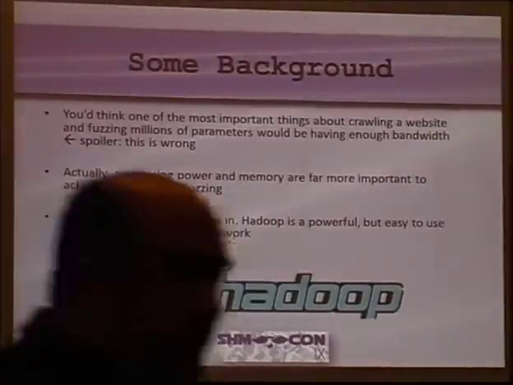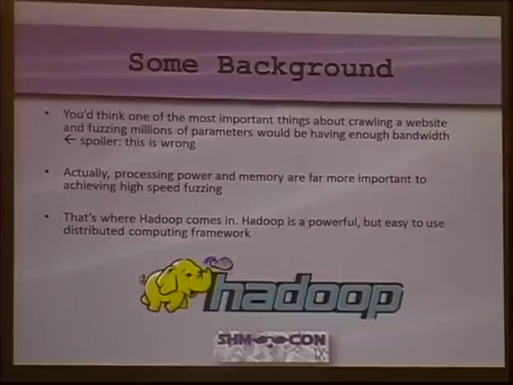So first, a little bit of background. You would think, and I definitely thought this when I was just starting this project, that one of the most important things about crawling web applications and fuzzing them would be bandwidth. I mean, to me, we're transferring stuff over the network. We're not really doing that much to the data once we get it. And then we're just submitting more HTTP requests, right? So you'd think bandwidth is the most important thing here. This actually isn't the case.